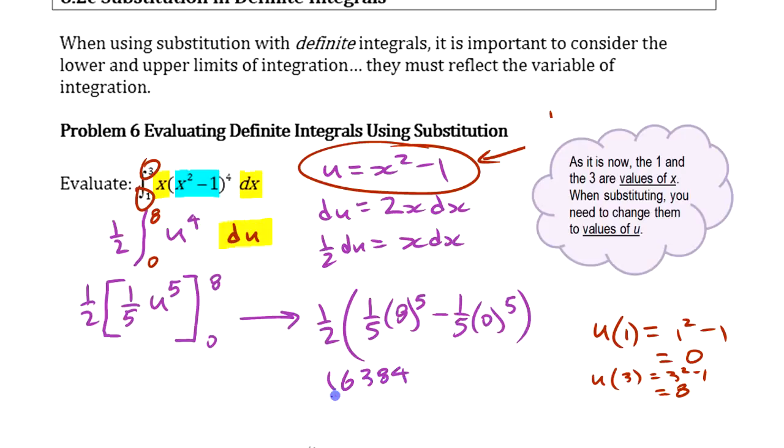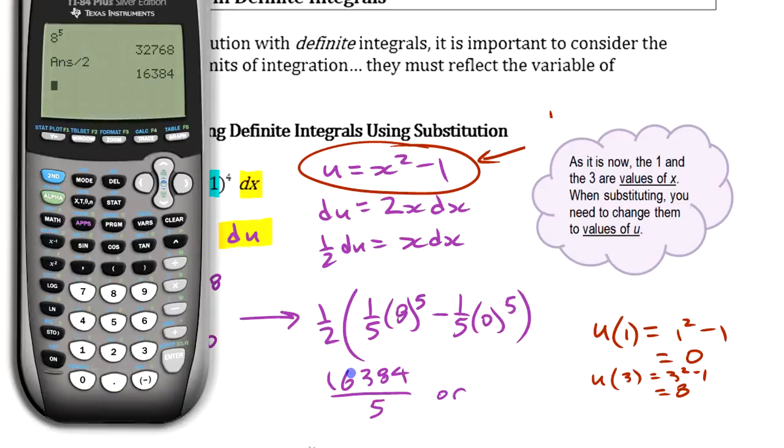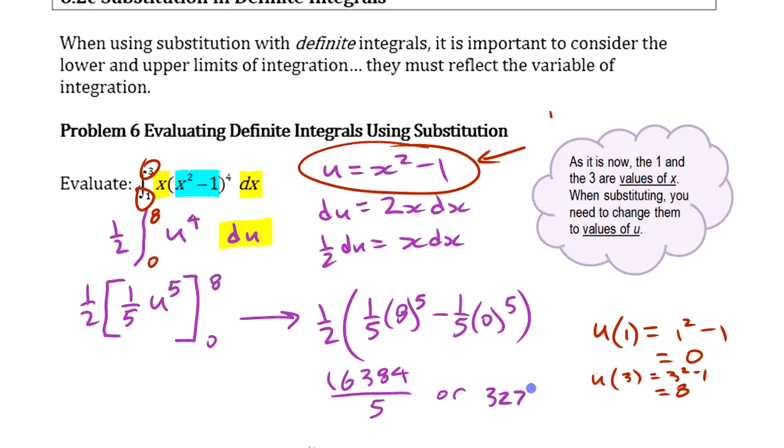16,384 over 5. Right, because this is 0. That's going to disappear. Or, of course, we could have that as a decimal if you'd rather have that, divided by 5. 3276.8.